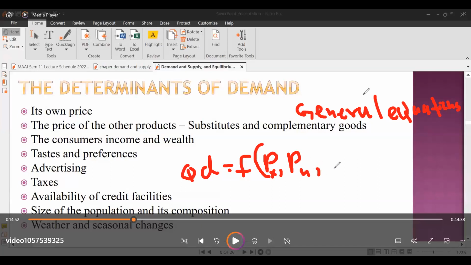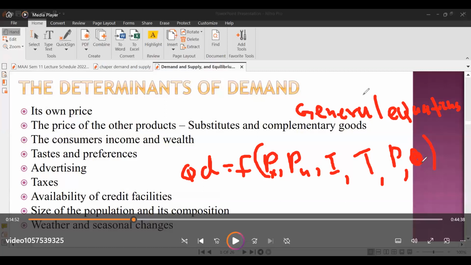Then the consumer income, consumer taste, the population, and other expected factors. So all the other factors, we can write down as an equation.